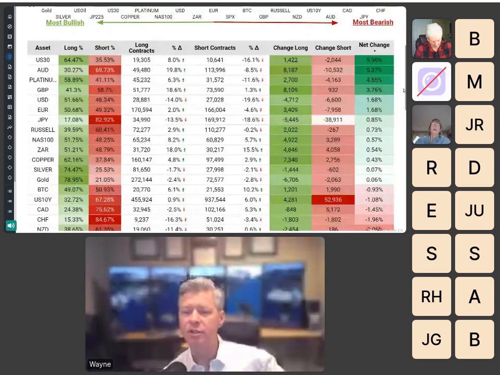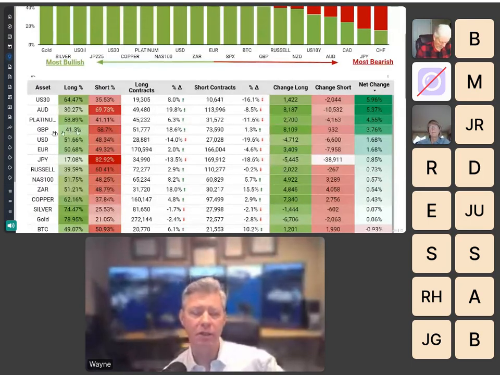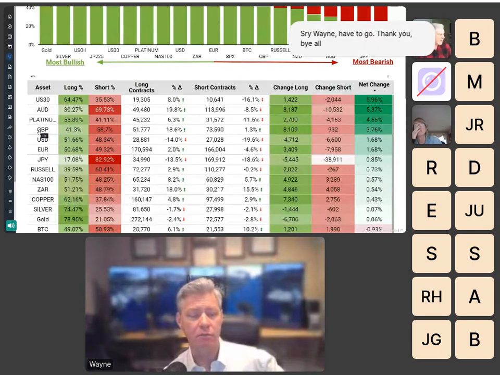Great British Pound, big recovery. People were gambling on a lot of different things, the Bank of England decision, but GDP was better.